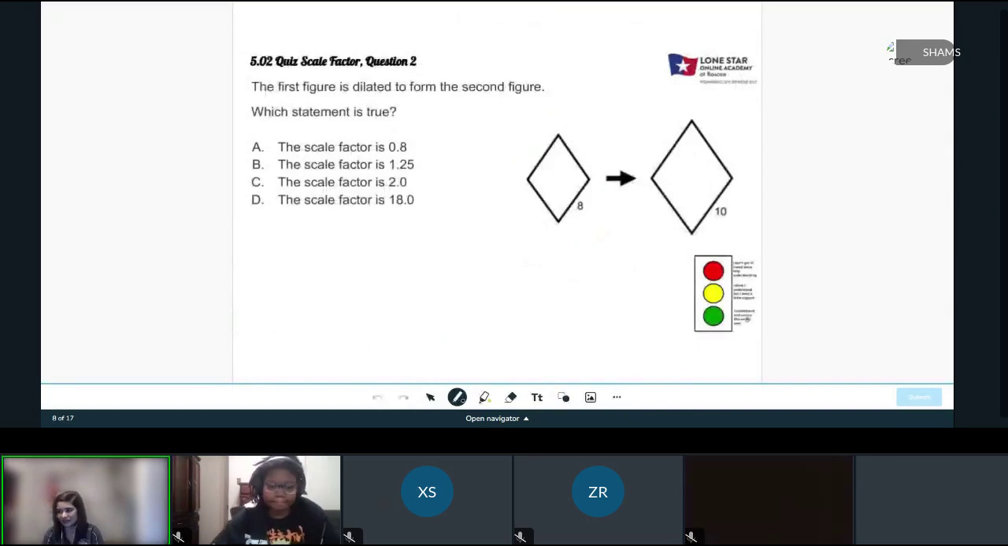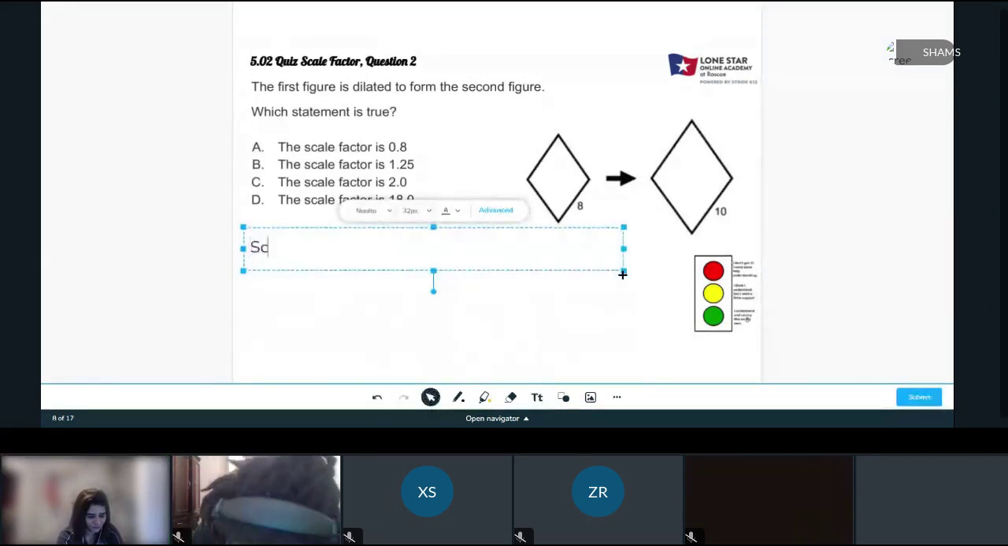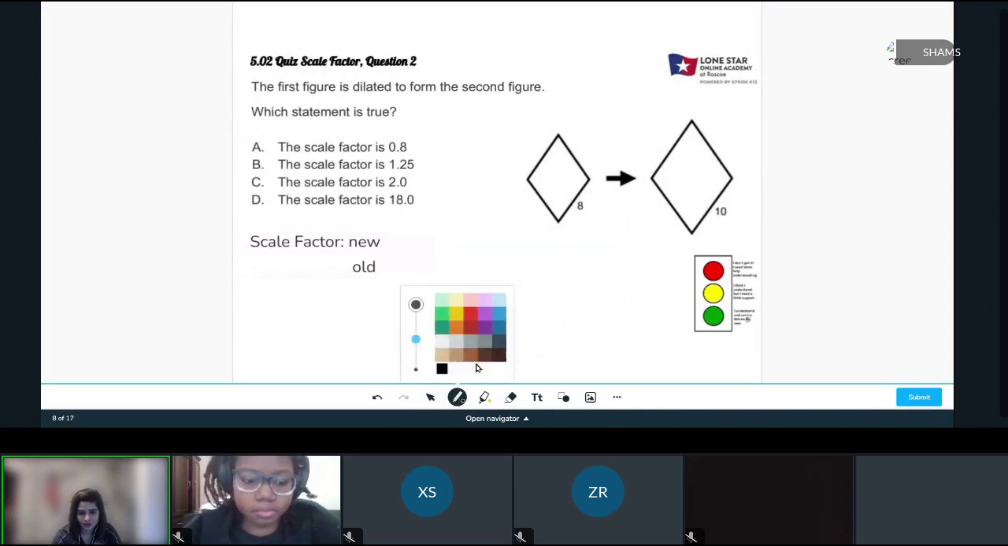Very good, Xavier. I agree with you. Here it is, the third variety of question 2. You're going to figure out again the scale factor. So let's use the formula that we always use for scale factor. We will do new over old. We will do a fraction bar.